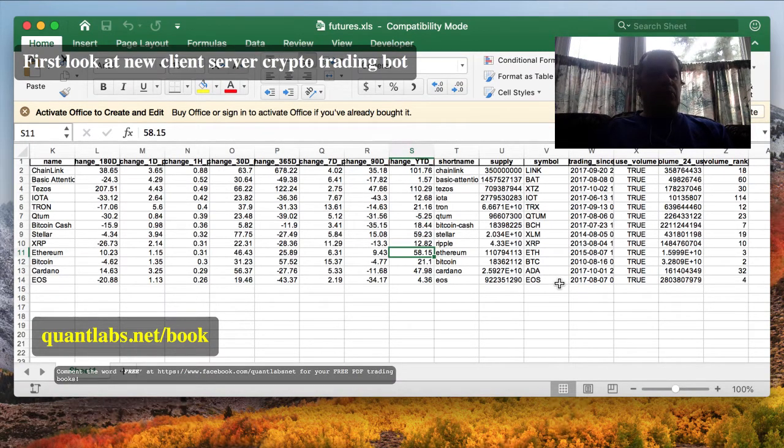So I'm just showing you that there are other coins outside of Bitcoin that do outperform Bitcoin itself, and that's what we're going to track. That's what we're able to focus on with this new bot.